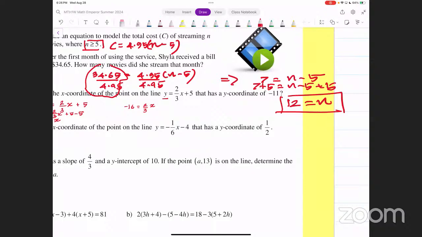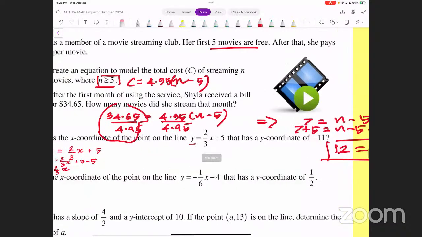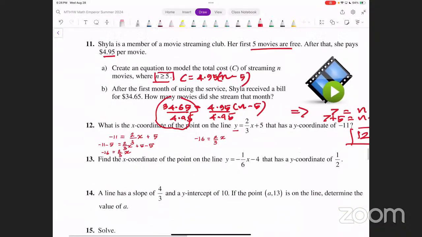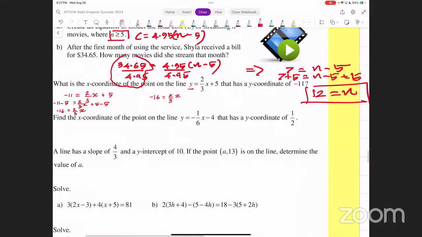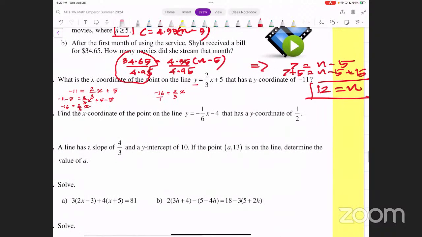Yes, we have a fraction. So what is the least common multiple for the denominators here? Only 3, because 16 has a fraction which is hidden, 16 over 1. The least common multiple for 1 and 3 is 3. So we're going to times both sides by 3.